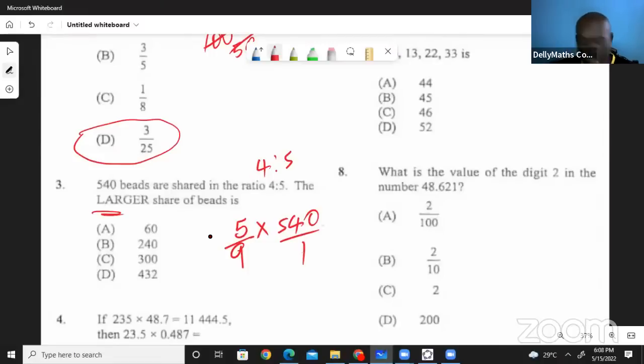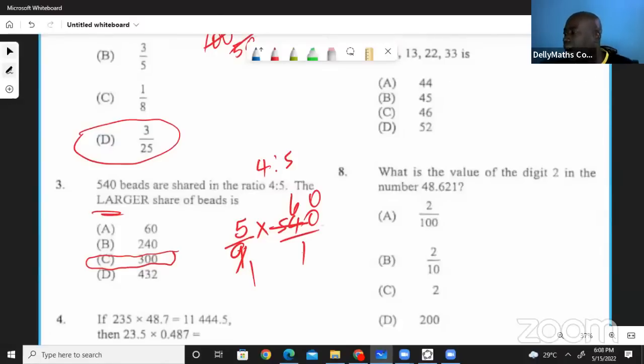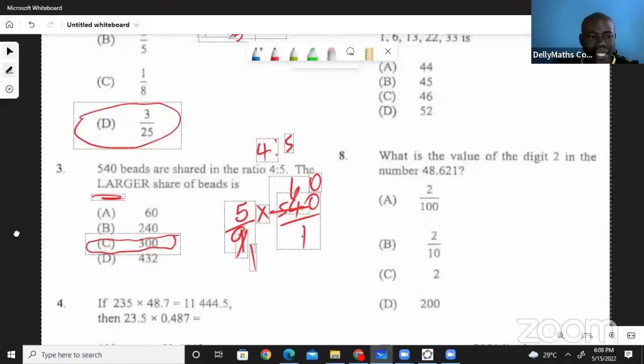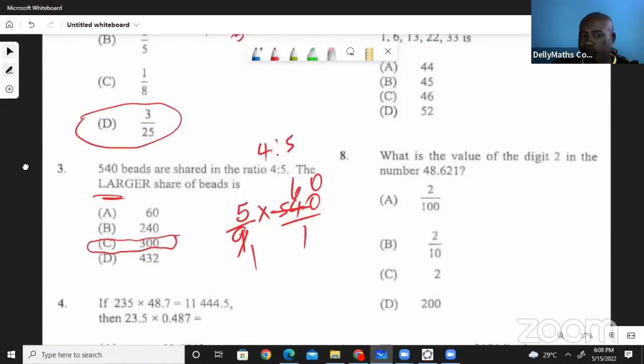Yes, I'm seeing some answers coming in there. Type in your answers in the chat, guys, so that we could see if you're on par or what. All right. So basically what you want to do is divide. 9 into the 540 is 60, and then 5 times 60 giving us 300 there. So anybody who got C, yeah, I'm seeing C, yeah, Shay. I'm seeing some people putting in some good answers there. So yes, the answer is C, 300.